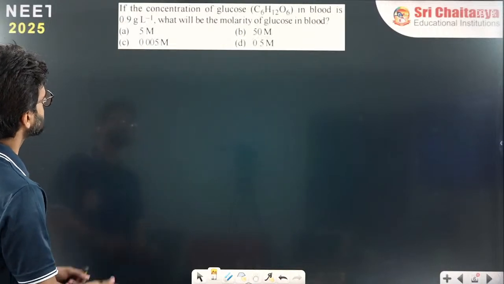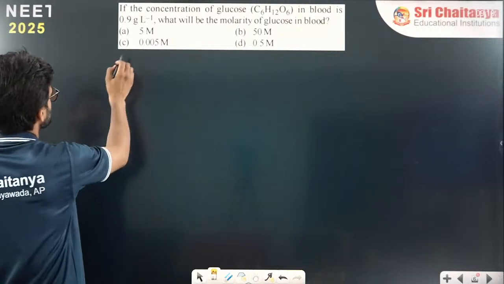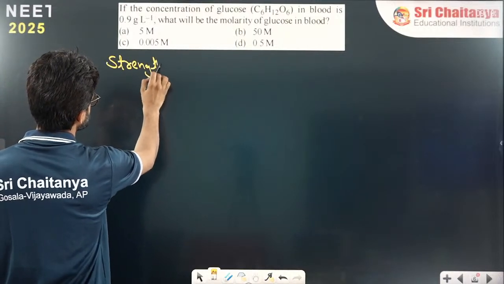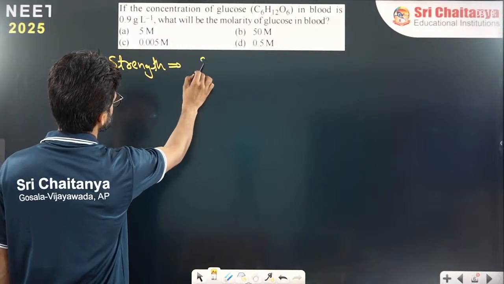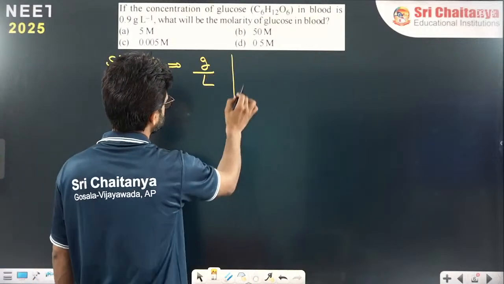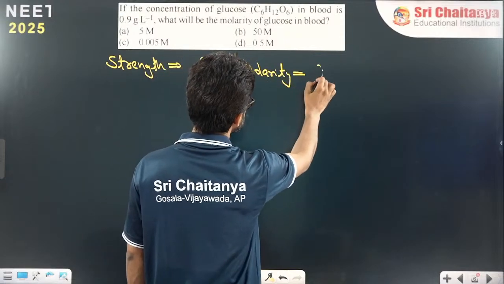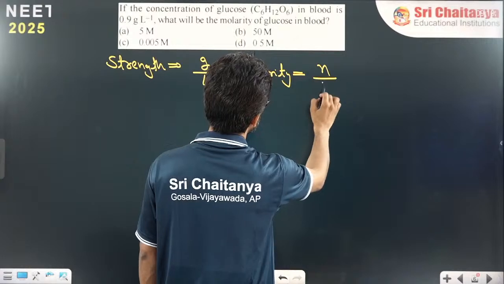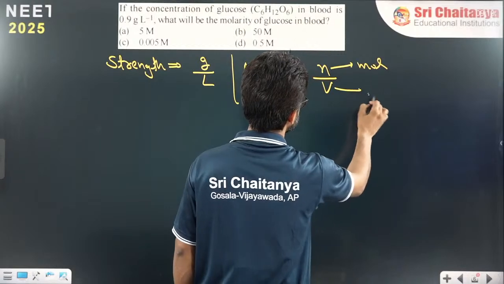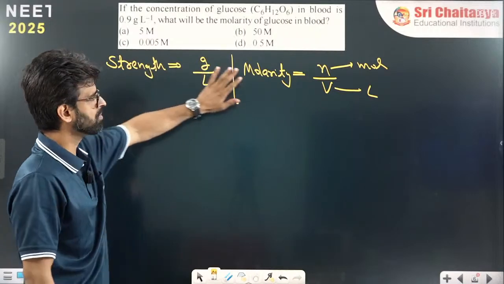The next one is: if the concentration of glucose in the blood is given, what will be the molarity? Be careful. There is one term, if you remember, called strength. Strength is the weight of solute per liter of solution, so gram per liter. Whereas molarity is another very important term. It is the number of moles of solute divided by the volume of solution, so mole per liter. But here they are saying gram per liter. So how can we convert strength into molarity?